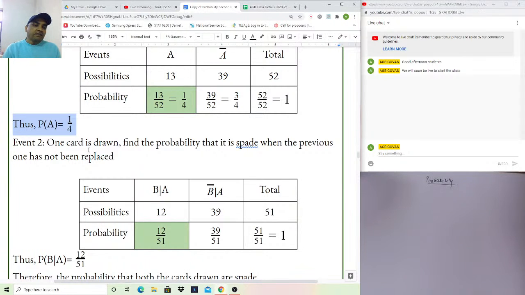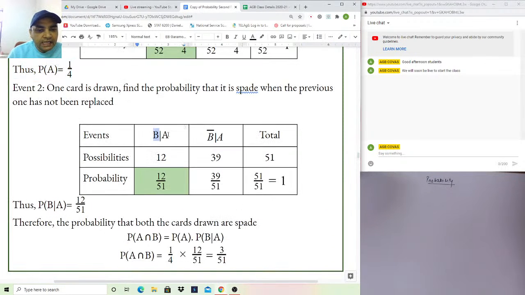Now second, again without replacing that card, we are drawing a card and finding whether it is a spade. It has to be calculated like this: the probability of getting a spade when A has already occurred. Now how many spades are there? Earlier there were 13 spades, but now there are 12 spades. And how many total cards are there? 51 instead of 52. So this conditional probability of B when A has already occurred comes out to be 12 by 51.